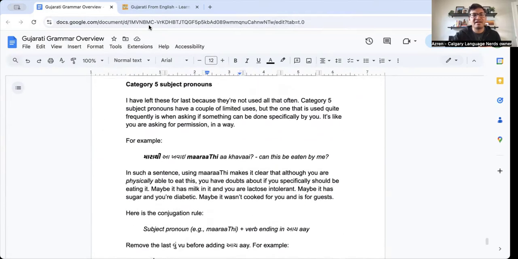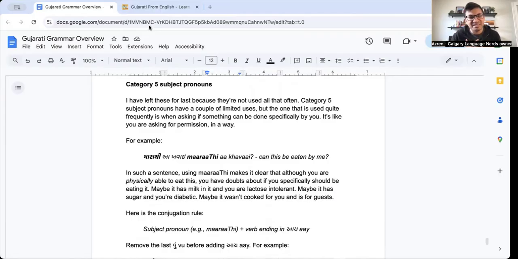And lastly, these category 5 subject pronouns. I've left them for last because they're not really used all that often. There's a couple of limited use cases, but the one that's used somewhat frequently is if you're asking if something can be done specifically by you. It's like Marathi khavai? Can this be eaten by me?